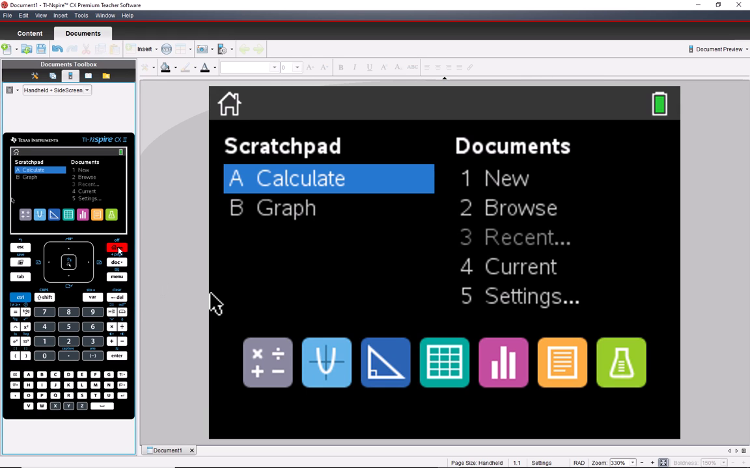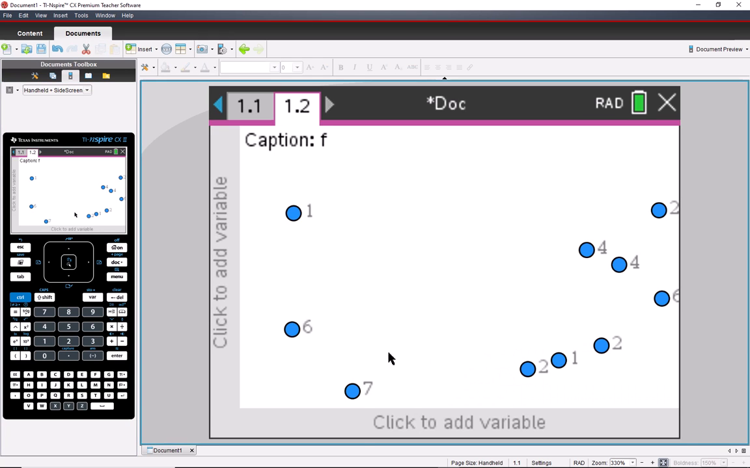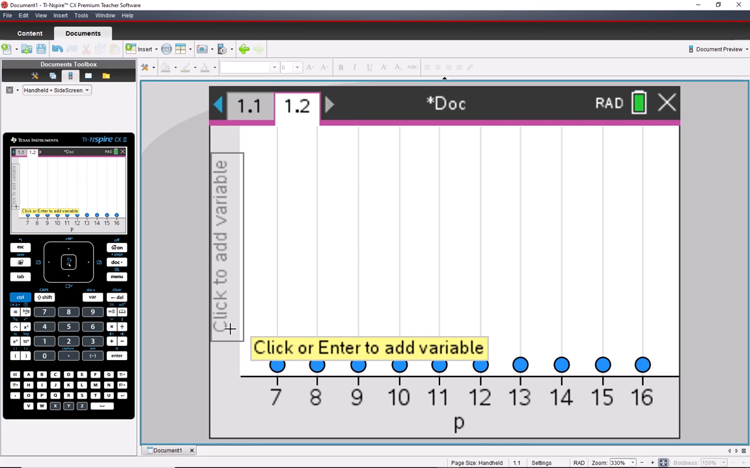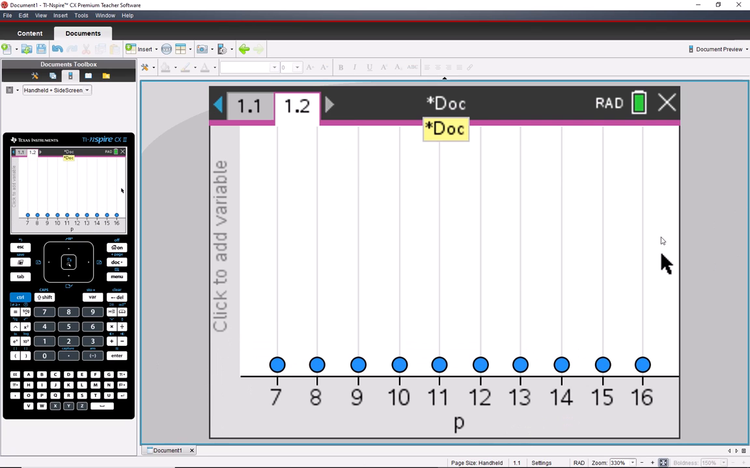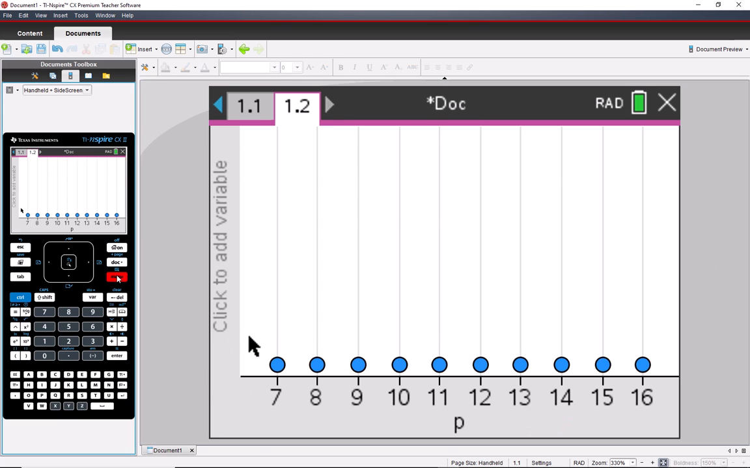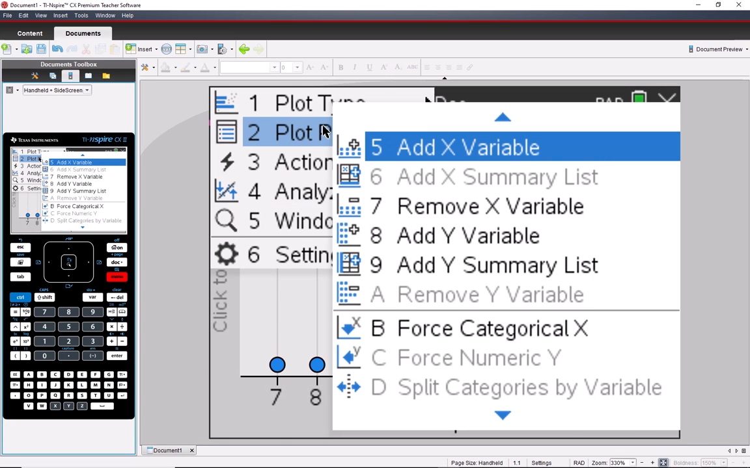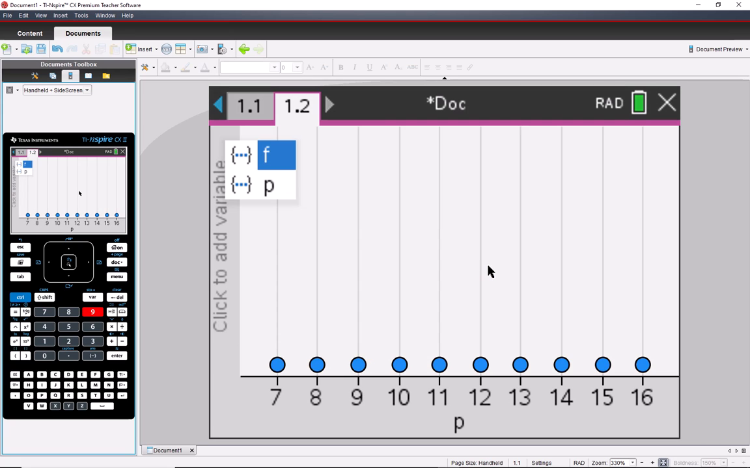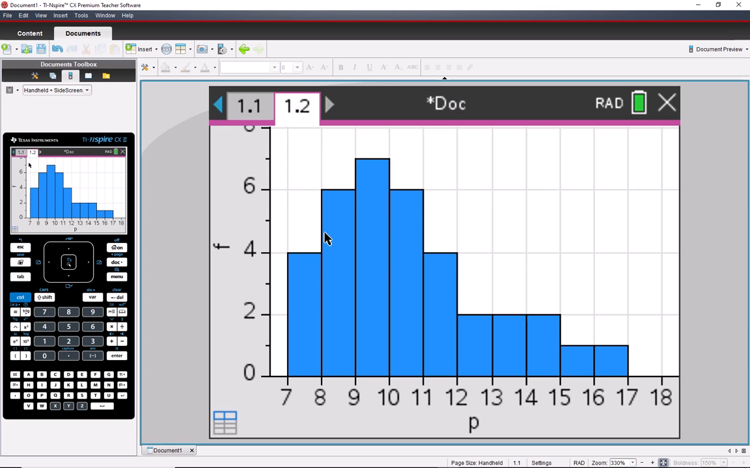Let's go ahead to the home screen and go to a stats graph, and we want price on the horizontal. Now don't put anything in the vertical because you'll just get this weird pattern of dots. Just go to menu and plot properties, and we want to add a Y summary list. And that's what we want for the variable will be the frequency. And there it is. See the skew to the right? So I believe that answers the question.